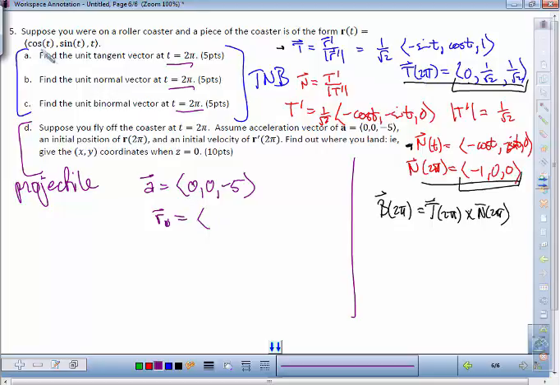What is it? 1, 0, 2 pi. And the initial velocity we'll call v sub 0 is r prime. We took r prime, this is r prime without the 1 over root 2. I mean, it doesn't matter. You can put 1 over root 2 there.